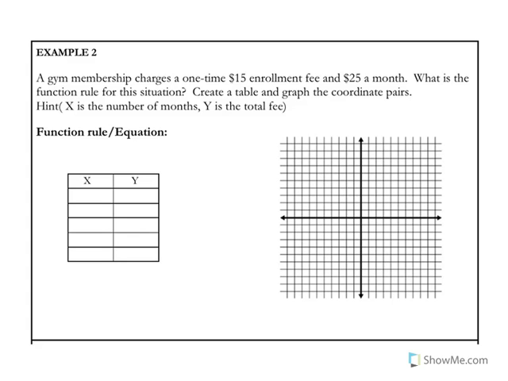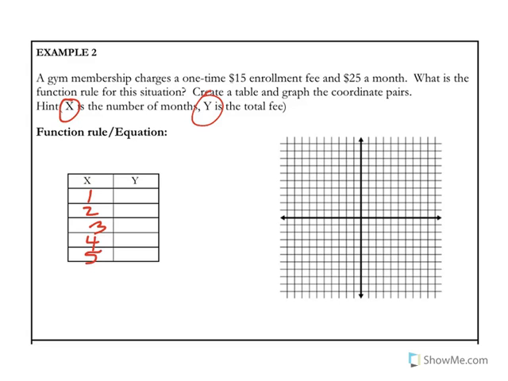A gym membership charges a one-time $15 enrollment fee and $25 a month. What is the function rule for this situation? Create a table and graph the coordinate pairs. X is the number of months, Y is the total fee. So let's do 1 month, 2 months, 3 months, 4 months, 5 months.